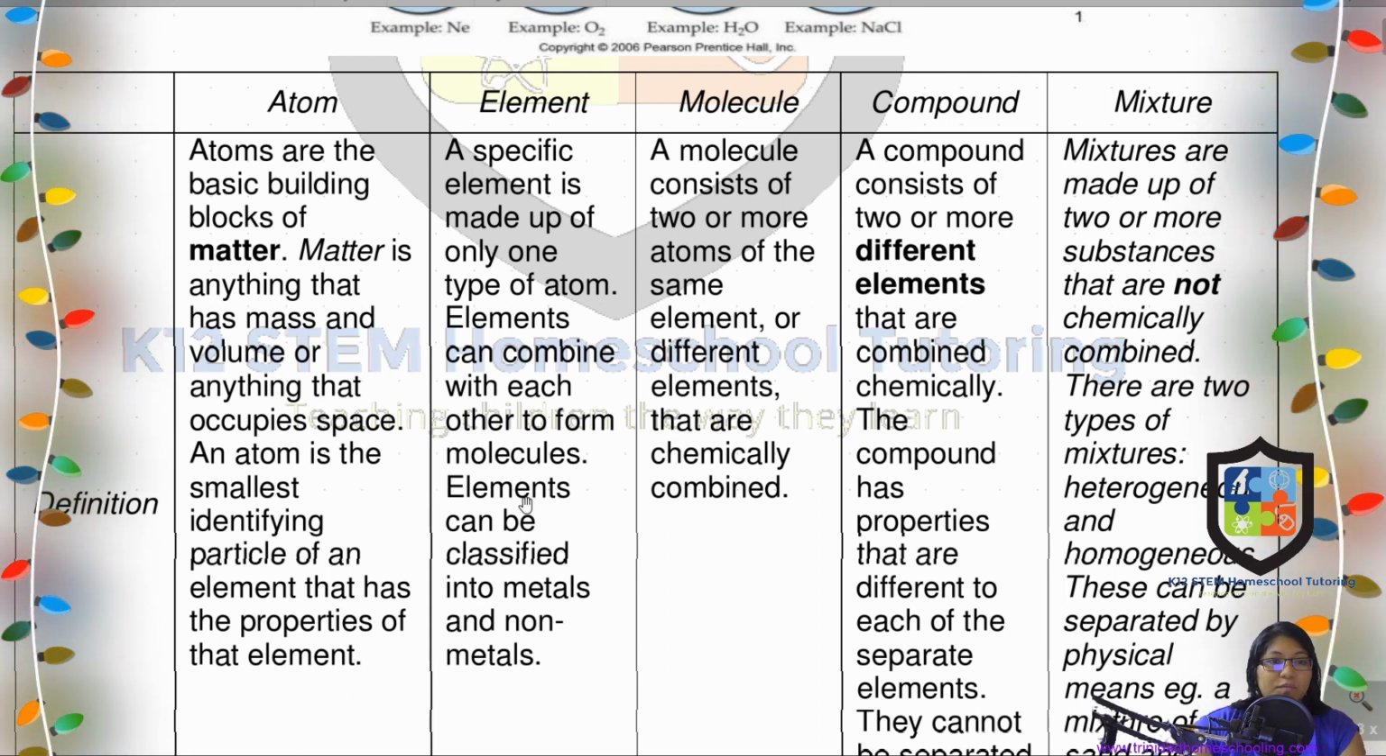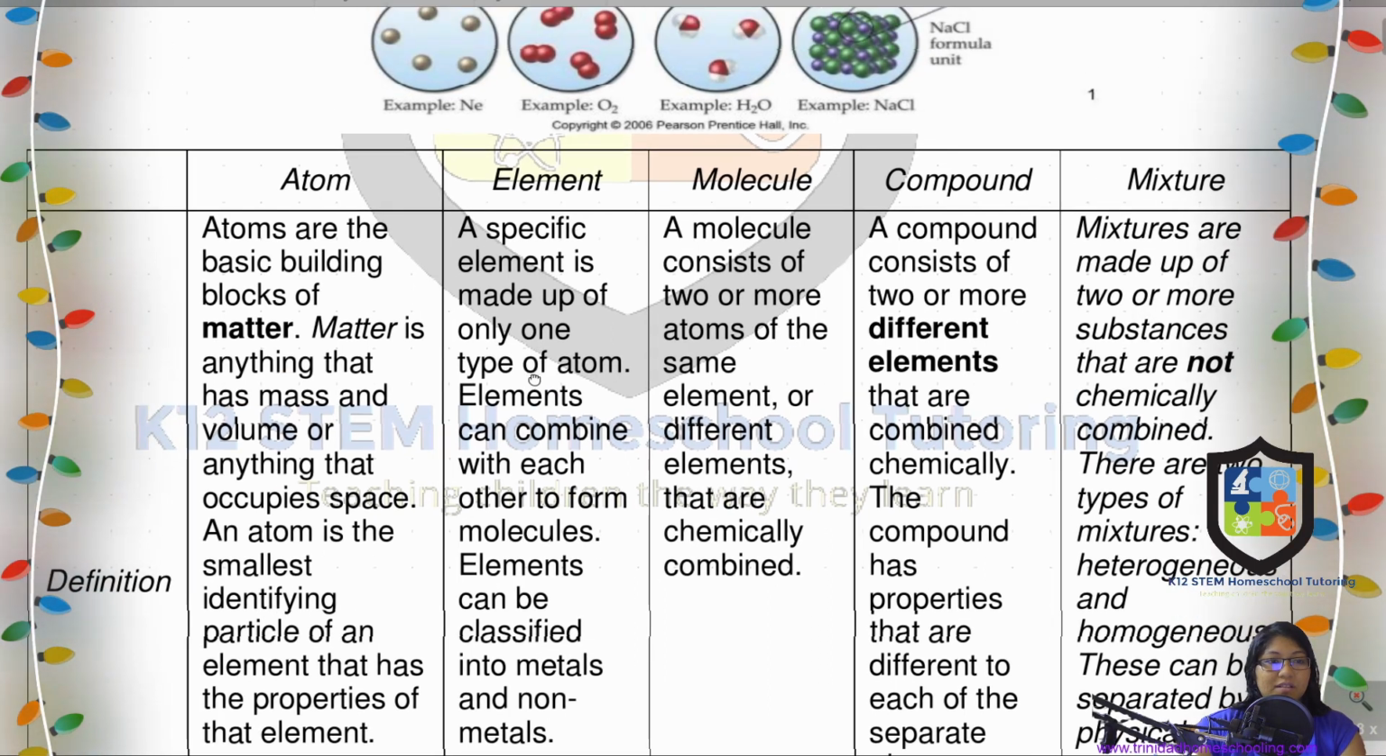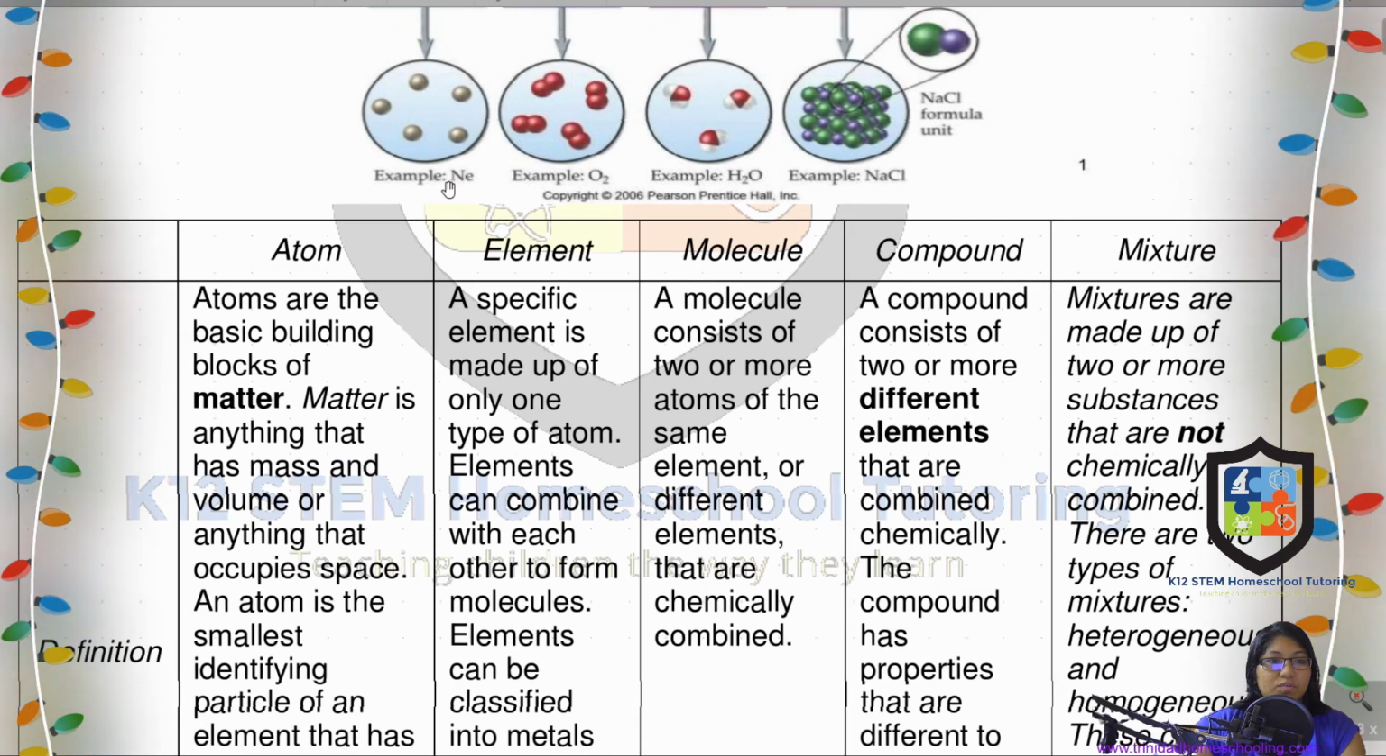Okay? So if we look at the definition of what an element is, a specific element is made up of only one type of atom. Right? Now the elements can combine with each other to form molecules. Elements can be classified into metals and non-metals. Alright, so let's take a look at an example here. So an atom could be something like an oxygen atom.